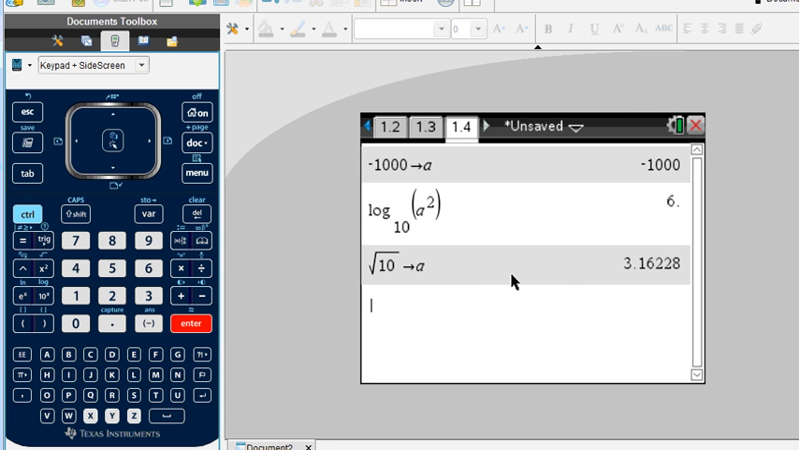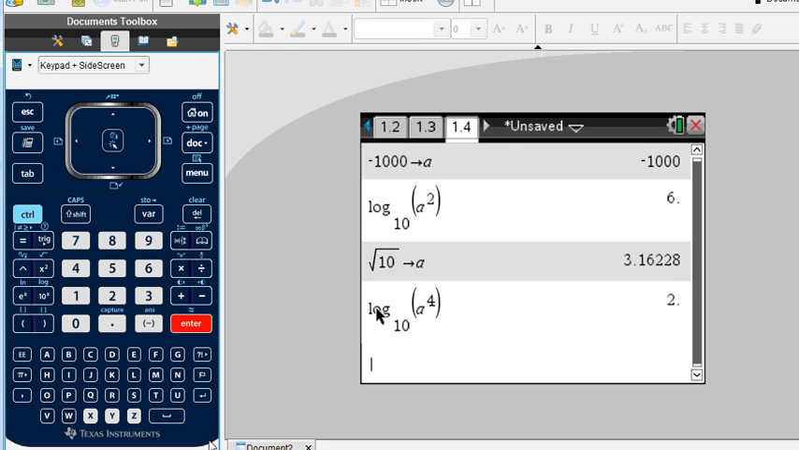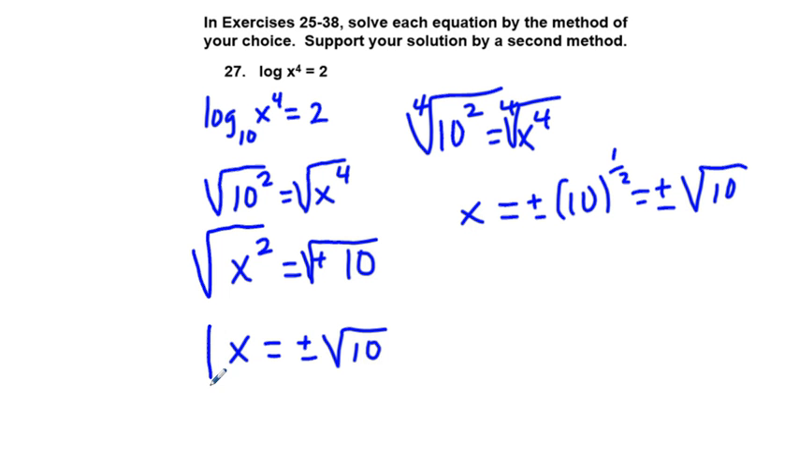So we get this 3.16. Go back to our original equation, which is going to be log, base 10, of a to the fourth, and we should get 2, which we did. So this confirms that x equals plus or minus square root of 10 is the correct answer. We would have got the same thing by squaring this; negative square root of 10 to the fourth power would have given us the same thing. That's a check.